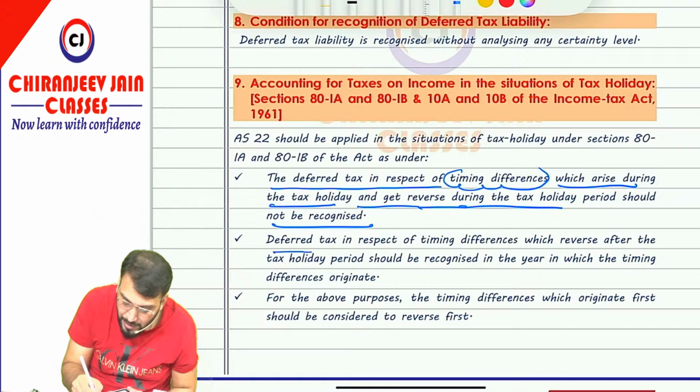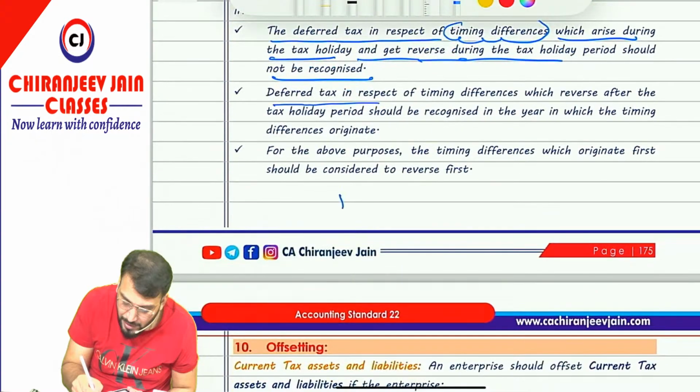But any deferred tax in respect of timing difference which originated in the tax holiday period but will be reversed after the tax holiday period, on that we need to recognize deferred tax, and the reversal will be done on FIFO basis. So one explanation has been given. For example, just try to understand.